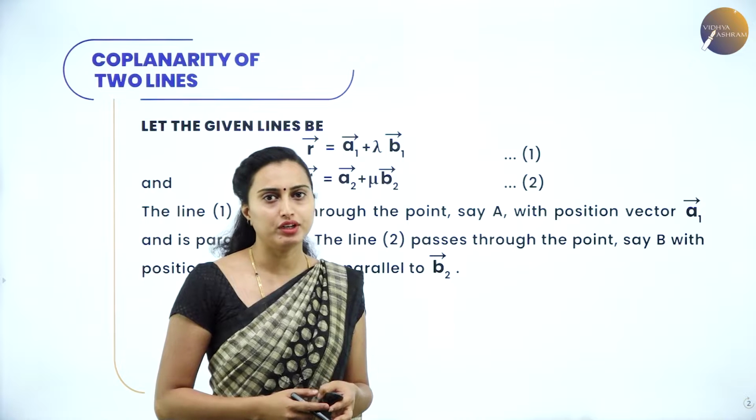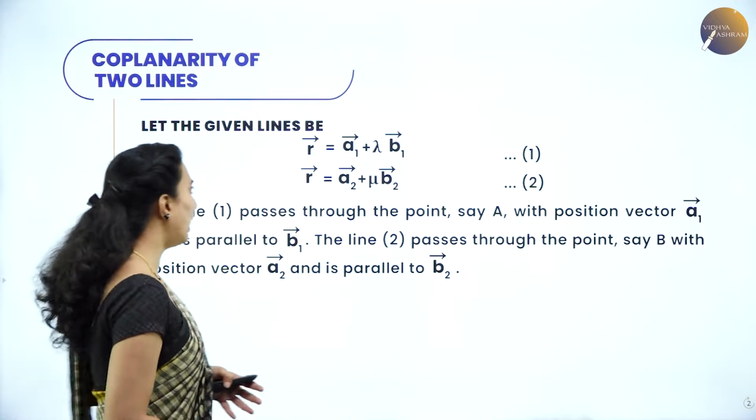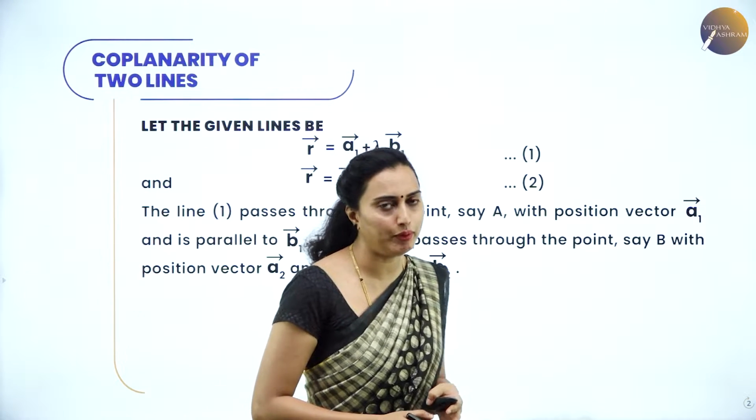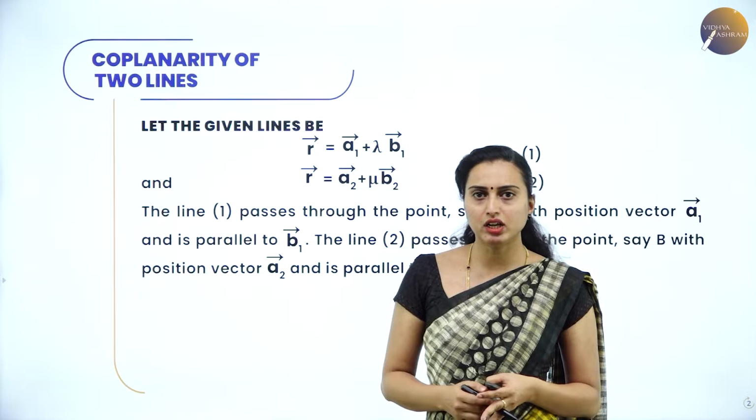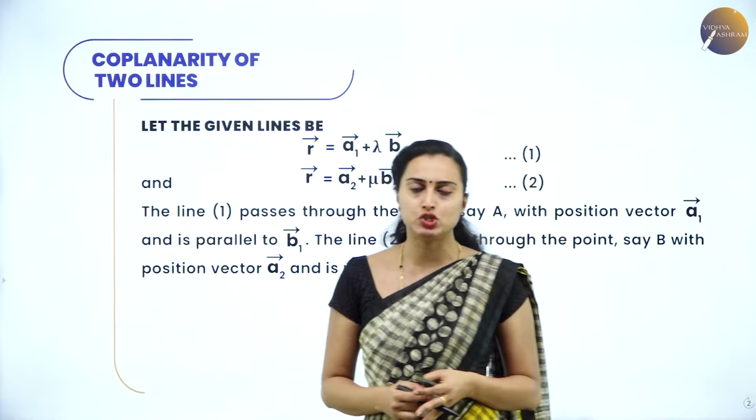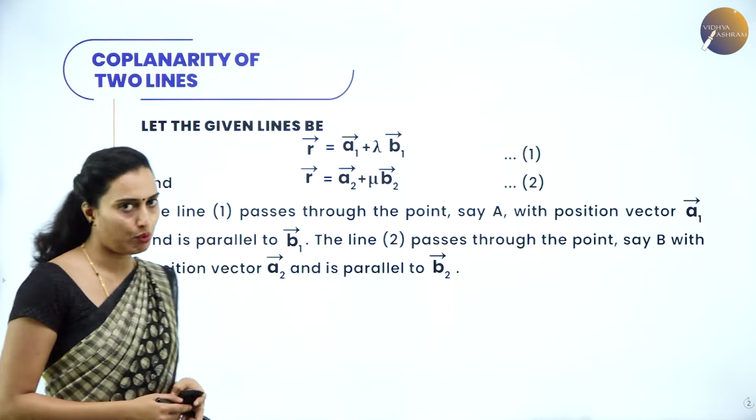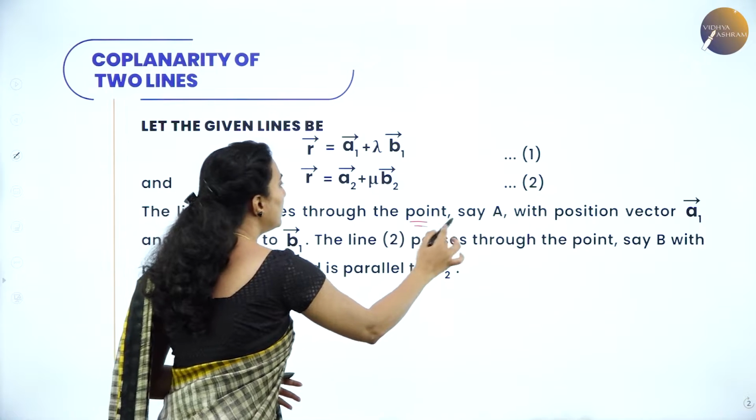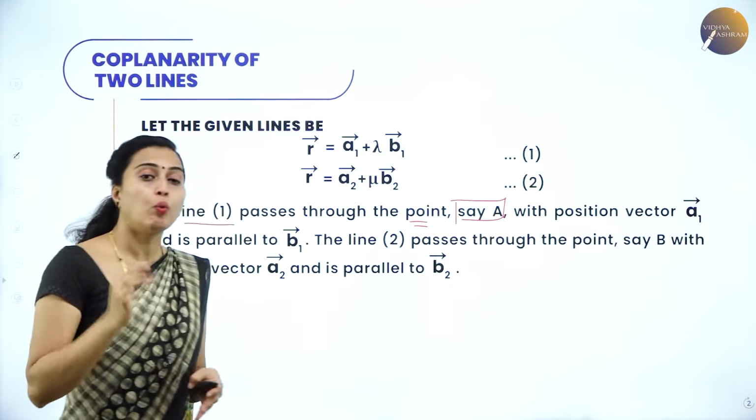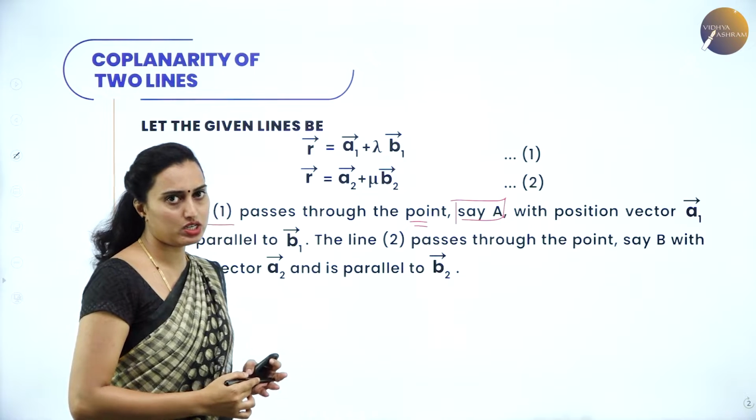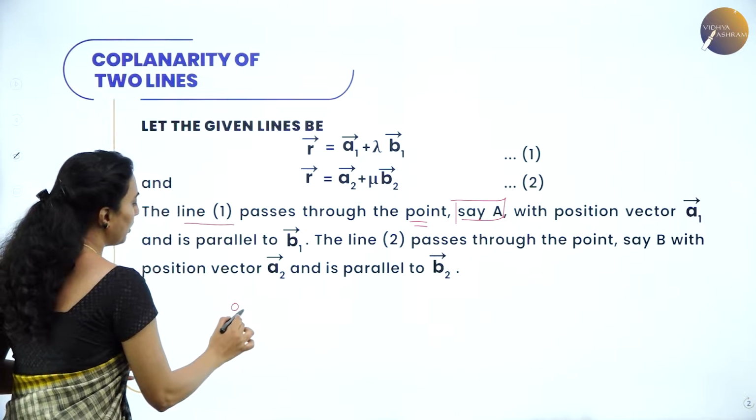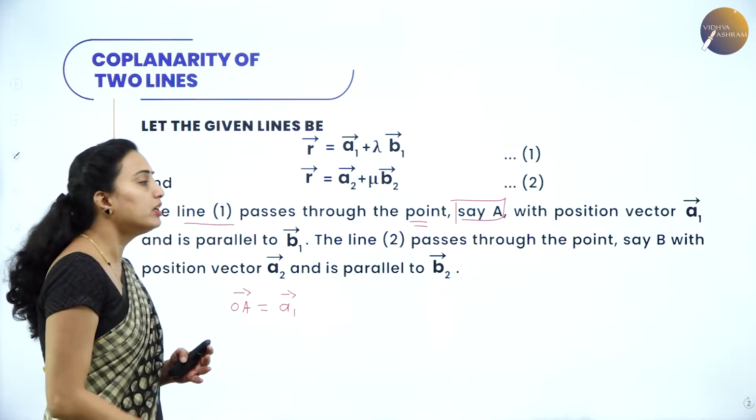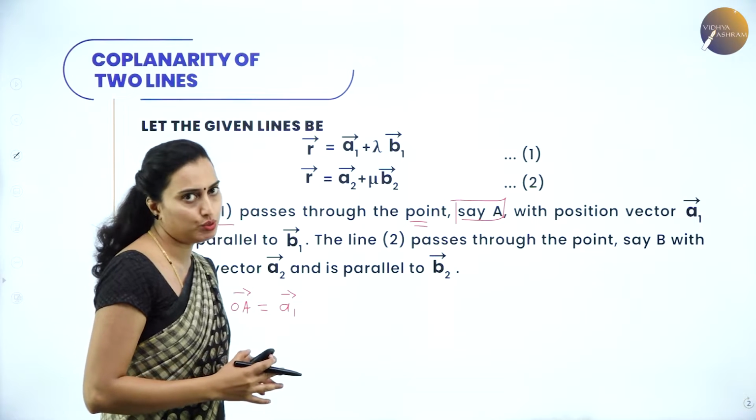For that, I am going to consider two lines. They will be like this: R vector is equal to A1 vector plus lambda into B1 vector, and R vector is equal to A2 vector plus lambda into B2 vector. These are the two lines I am going to consider. Here the line 1 passes through the point, say A, with the position vector A1 vector. That means OA vector is equal to A1 vector. Understood? Similarly, that line will be parallel to B1 vector.